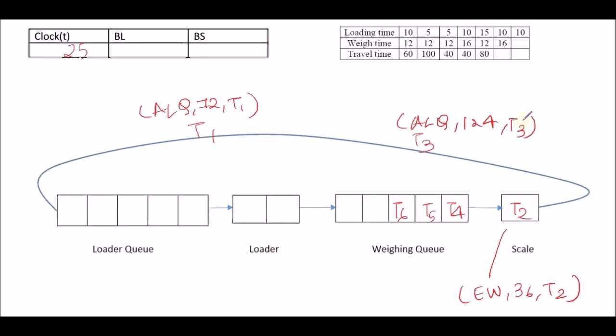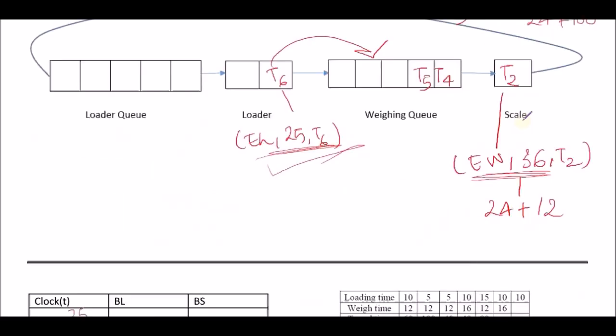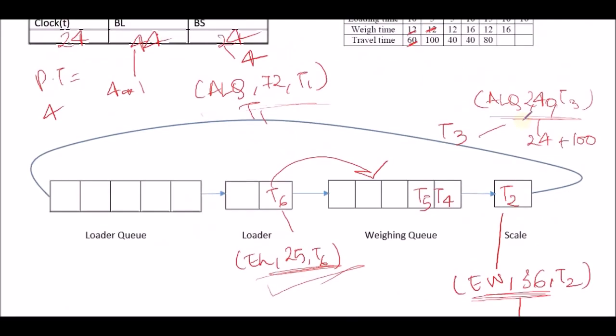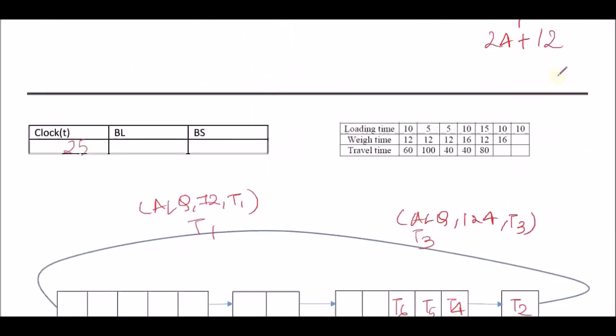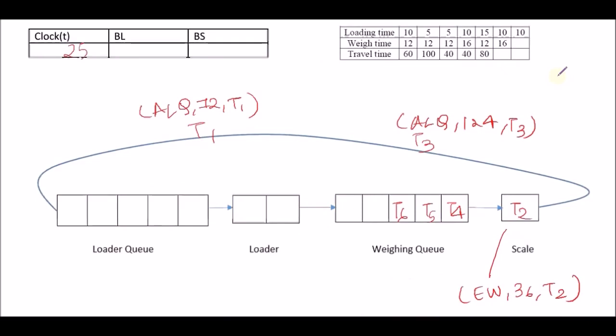Is that 124 or is it going to be? Okay, I made a very grave mistake. So 24 plus 100, it's not going to give me 240. It's going to be 124. So sorry for that. So yeah, this is my future event list.